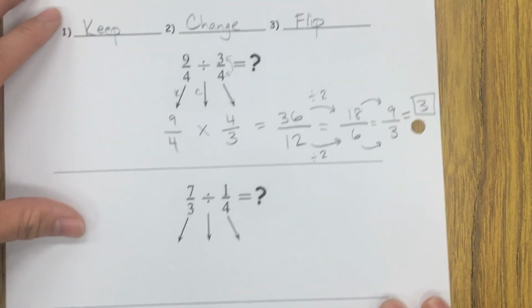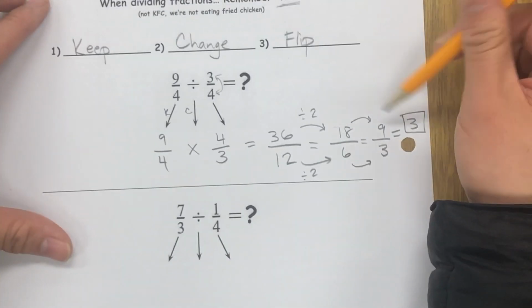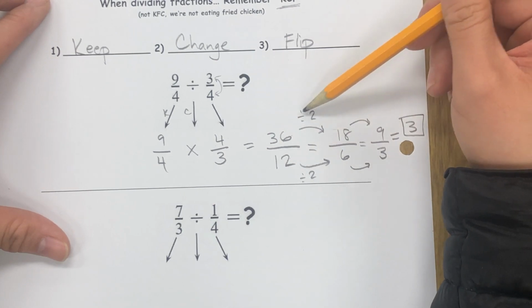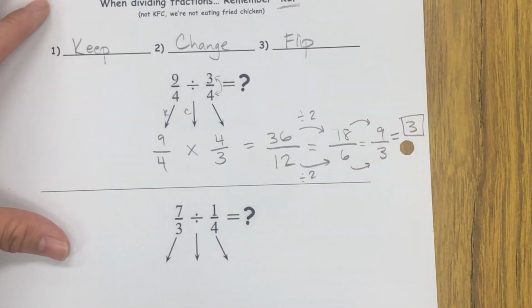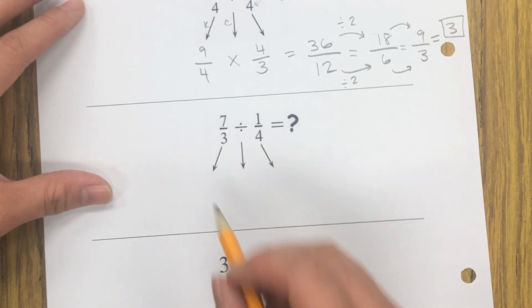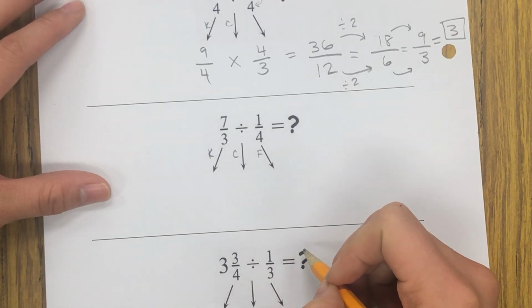If you knew right from the beginning that you can do 36 divided by 12 and you get 3, that's fine too. But I just kind of wanted to show you this trick of if you know that they are even, if anything, you can divide by 2. Okay, let's keep going. 7/3 divided by 1/4. We are going to keep, change, and flip, okay?